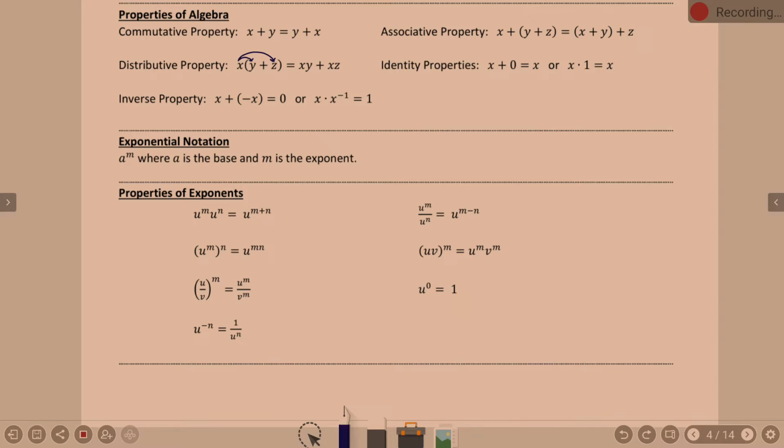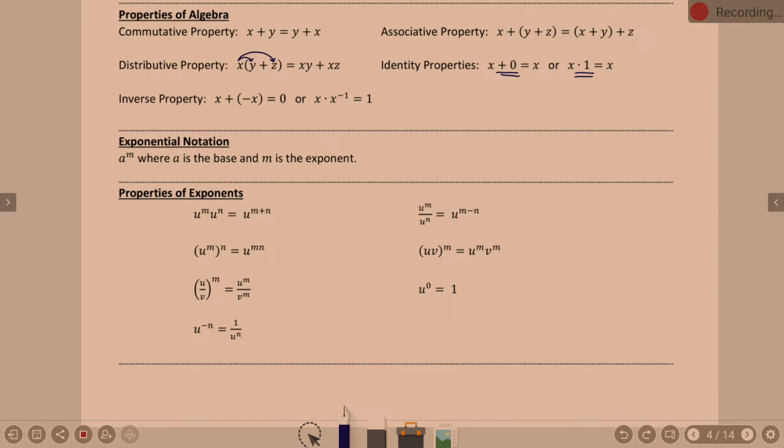Okay. Identity property. An identity property says how do you get the number you're starting with? So in terms of adding, how do you get what you start with? In terms of adding, we just add 0. So the identity property of addition is you add 0 to something, you get what you started with. Multiply. How do we get what we started with if we're multiplying? Well, in order to multiply and keep the same number, you multiply by 1. Those are your identity properties of addition and multiplication.